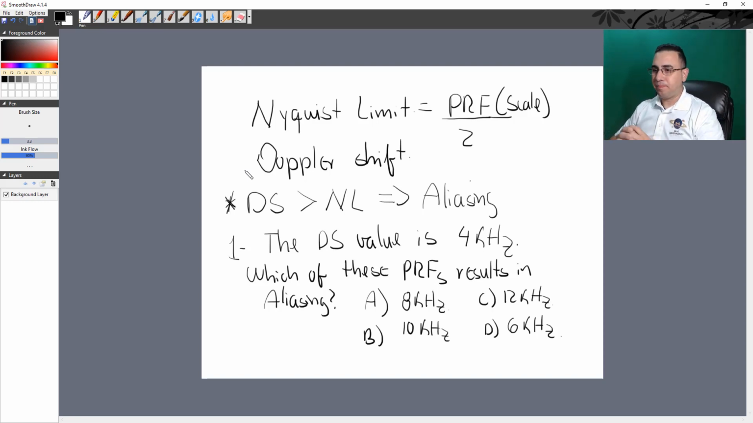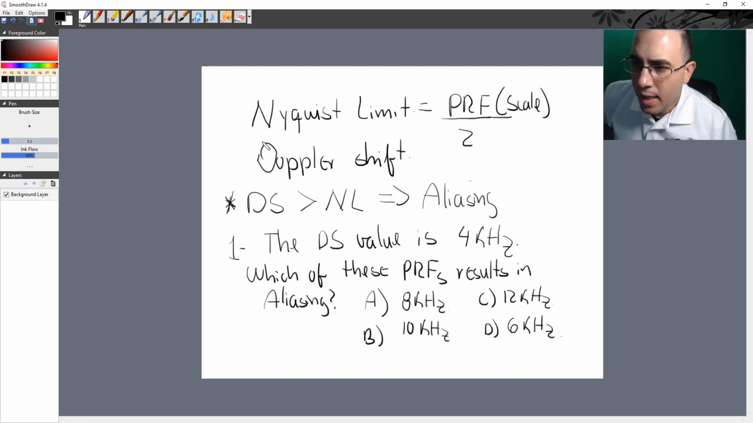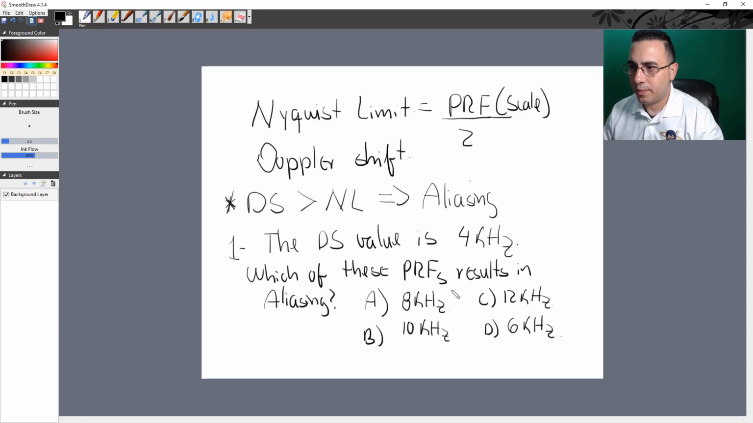All right, let's go over this. Remember, if the Doppler shift goes over the Nyquist limit, we're going to have aliasing, and the Nyquist limit is the pulse repetition frequency divided by 2. In this example, I'm giving you one Doppler shift, and I'm giving you different pulse repetition frequencies. And I'm asking you, which of these will give you aliasing? Of course, the one that goes over the Nyquist limit. For A, 8 divided by 2 equals 4. It's the Nyquist limit for the first PRF. Is the Doppler shift 4 greater than this Nyquist limit 4? No. So A is not the answer.